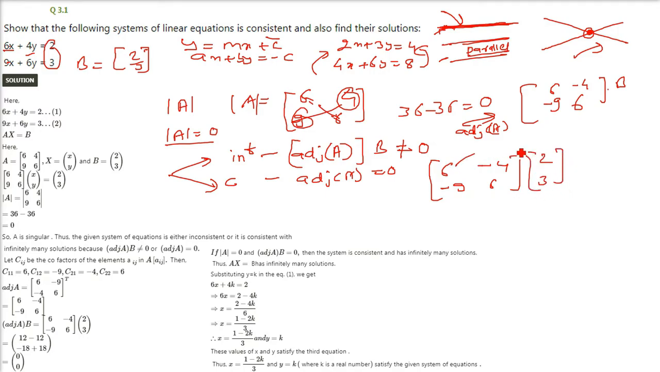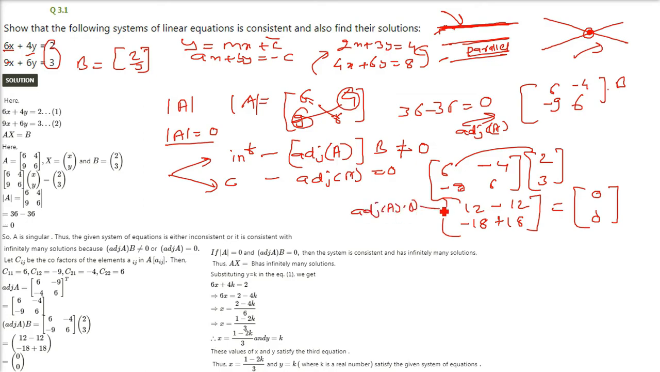6 into 2, 12. Minus 4 times 3 is 12. Minus 9 times 2 is 18, and 6 times 3 is 18. So you get plus 18. So this matrix adjoint A into B is also 0. When it is 0, that means this system of equations will have infinitely many solutions.